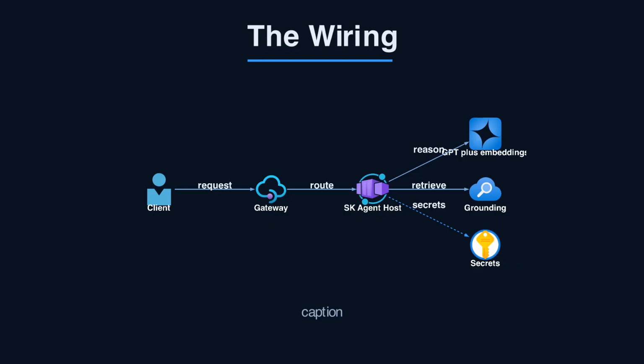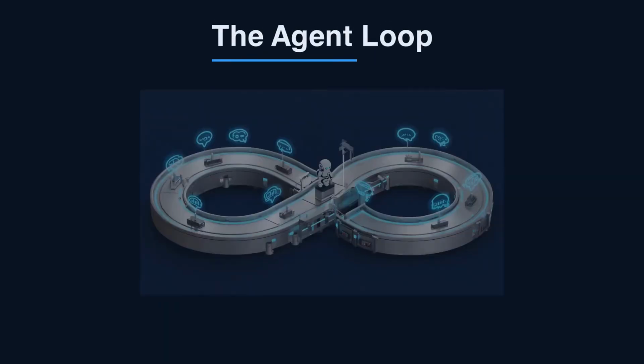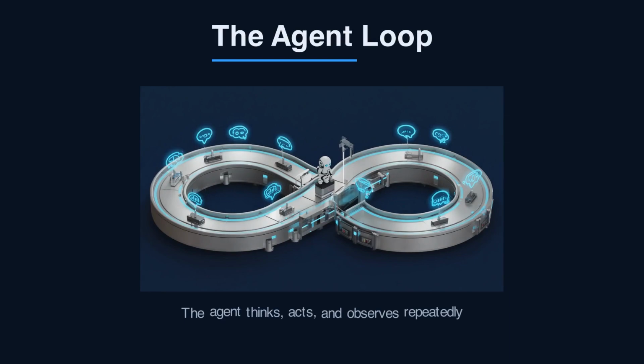Notice the kernel is the hub. It owns the conversation, decides which tool runs, and assembles the final context window sent to the model. The heart of an agentic workflow is the loop, not a single call.